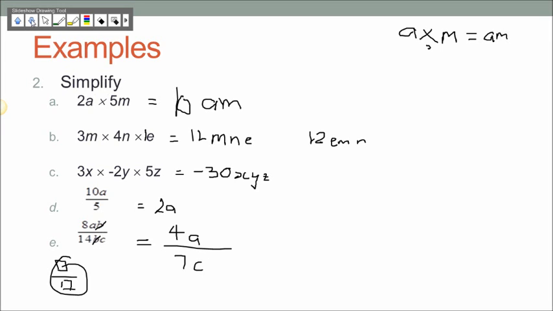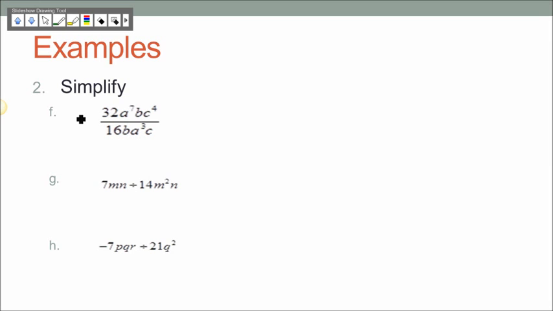All right, last slide. Last 3 questions. These ones are going to be a bit tricky. Okay, another fraction. Remember, all we need to do is start with our numbers first and then we'll do our letters. Okay, so 32, first of all, divided by 16 is just 2. And we'll put our fraction bar there just in case some of these letters stay behind on the top and bottom. Okay, let's start with the A.